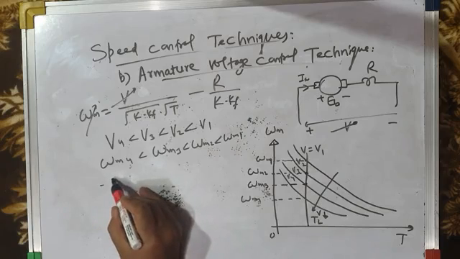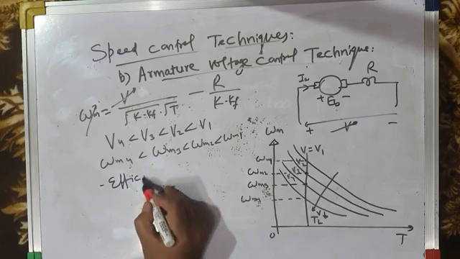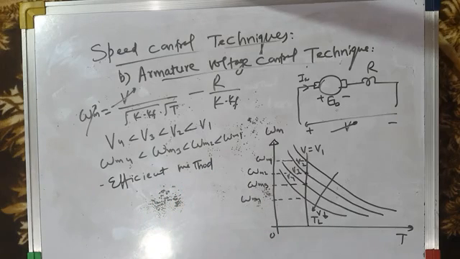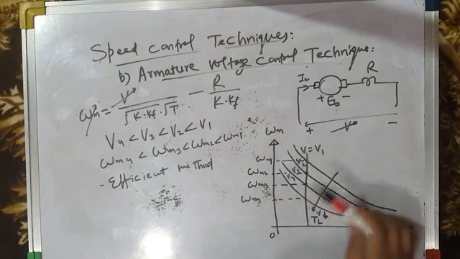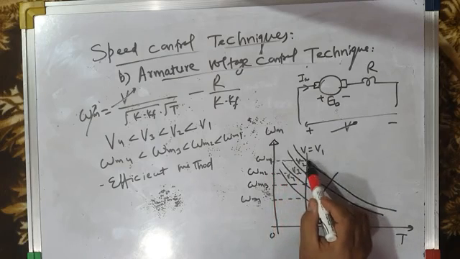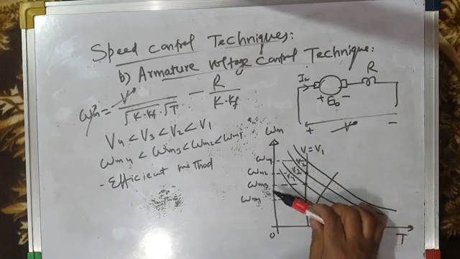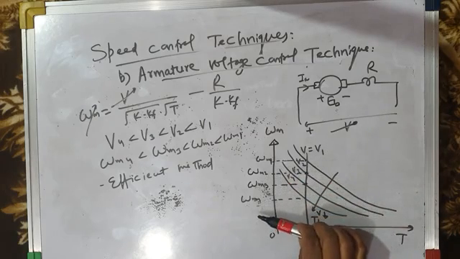The advantage of this method is that this is an efficient method of speed control, because we are not wasting power in any resistance. We don't have any external resistance in series with the armature circuit. So this is a highly efficient method of speed control. Now the two methods of speed control which we have already discussed, armature resistance control technique and armature voltage control technique, give speeds below base speed. This is the base speed, rated speed at rated voltage, and if you reduce the voltage, you get speeds less than base speed.